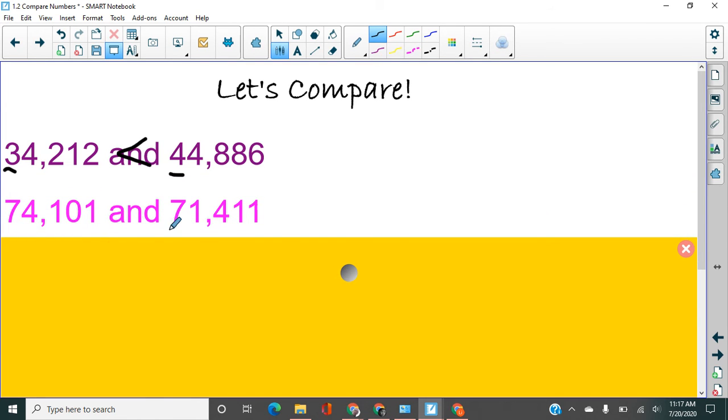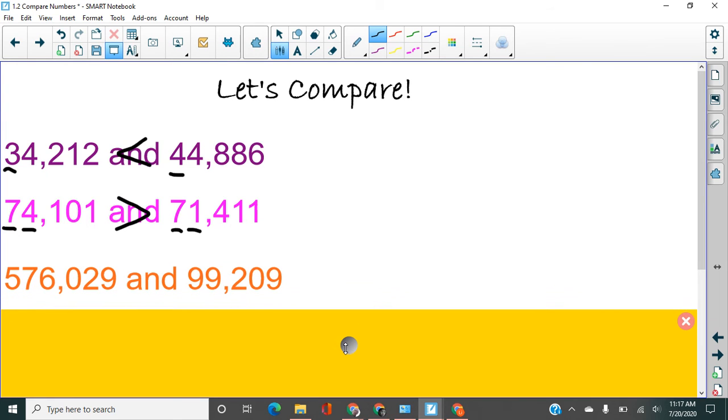How about these two numbers? They both have 5 digits. Here we have a 7, and here we have a 7. So those are tied. We go to the next digit. We have 4,000 here and 1,000 here. So our mouth eats the number on the left.